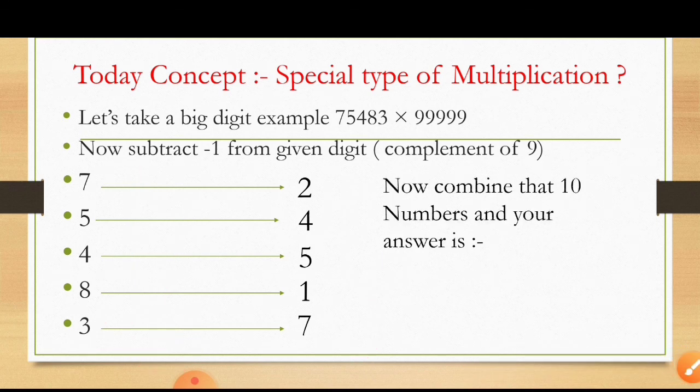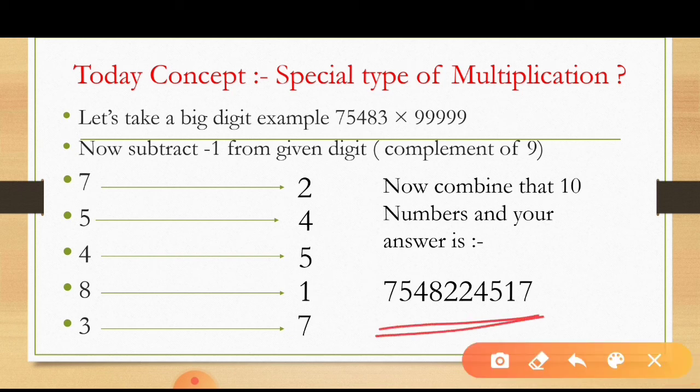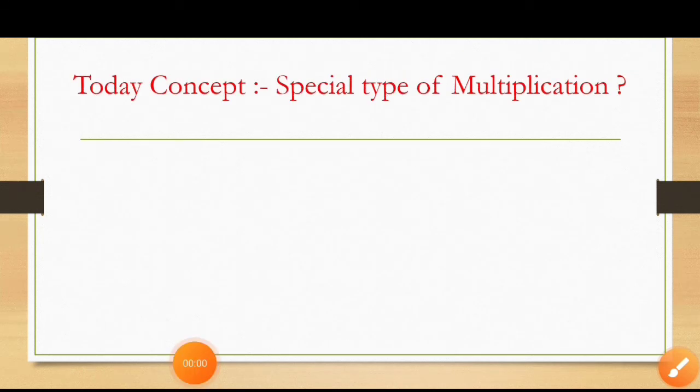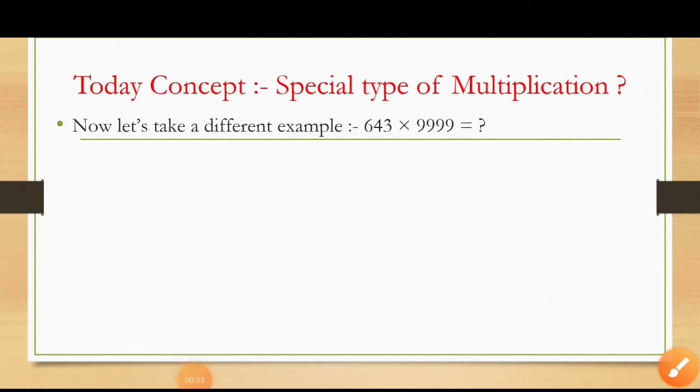Okay. Now you have to combine the 10 digits and your answer comes 75, 48, 22, 45 and 17. Means this long number is your answer. Okay. Means you have to write first this, then you have to write this. Okay, this type of sums. Now let's take a different example.